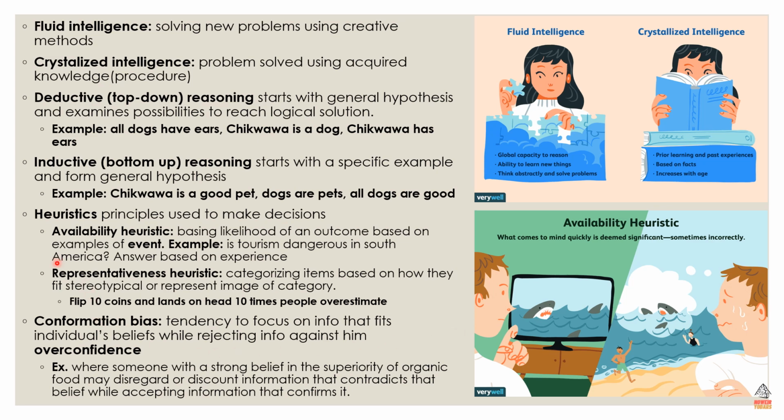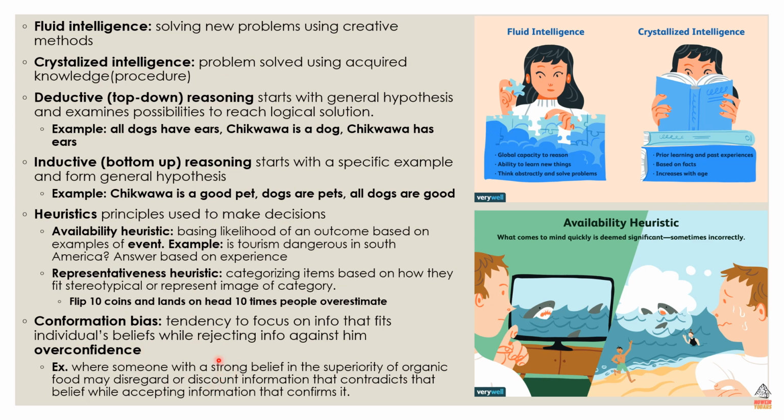So there's that. Representative heuristics are categorizing items based on how they fit a stereotypical image of a category, or how we were exposed to them, how they were presented. For instance, you flip a coin and you know how they say there's a 50% chance. That's not the case. What if you flip 10 coins and they all land on heads 10 times? People overestimate this fact.